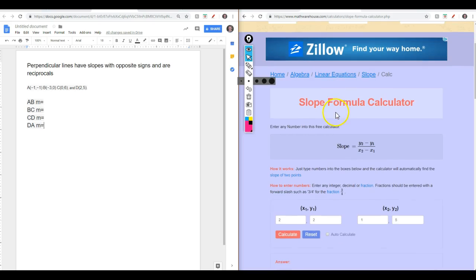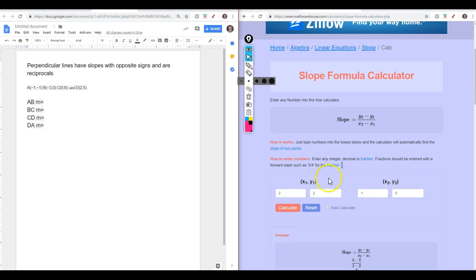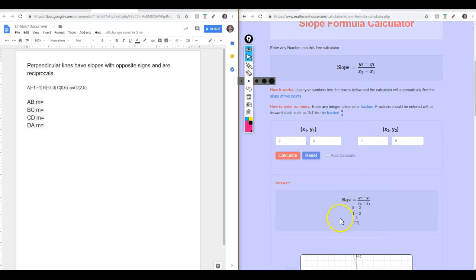So we have our slope formula calculator by Math Warehouse. Again, use resources that can maximize your time. Here's the slope equation, and it'll show you exactly how to step through it. So again, point A is located at (-1, -1). Point B is located at (-3, 0). So calculate that. That's 1 over -2, which is just -1/2. Doesn't matter where that negative symbol is attached. So point B is already located in there.